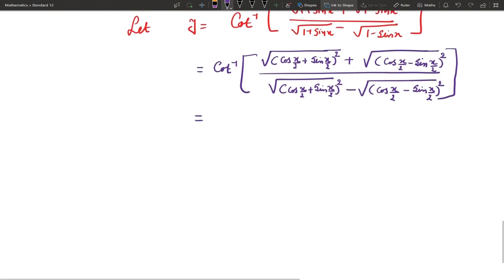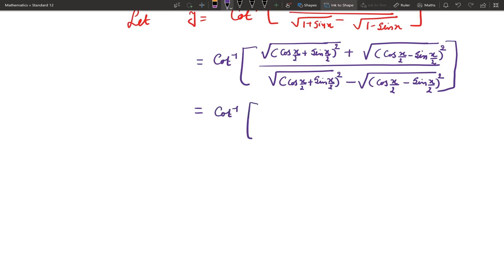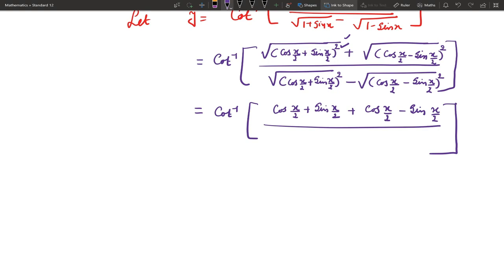Now in cot inverse, square and square root cancel. So the numerator is cos x by 2 plus sin x by 2 plus cos x by 2 minus sin x by 2, upon cos x by 2 plus sin x by 2 minus cos x by 2 plus sin x by 2.